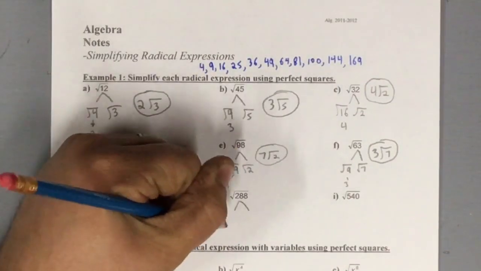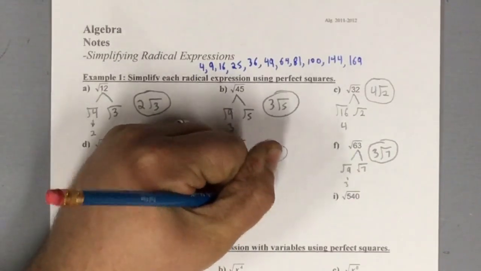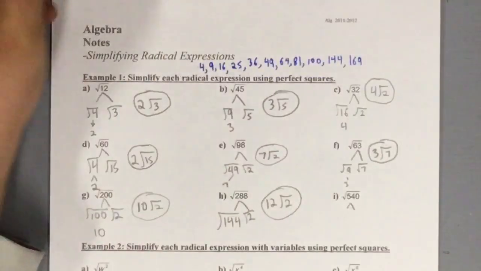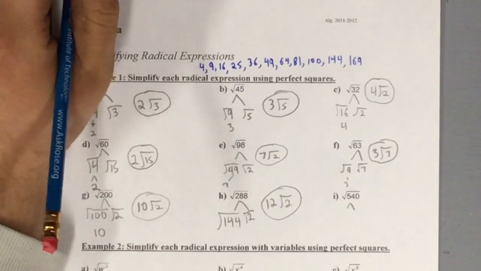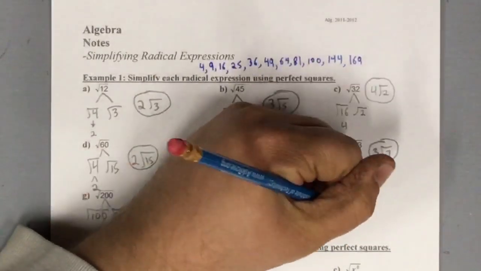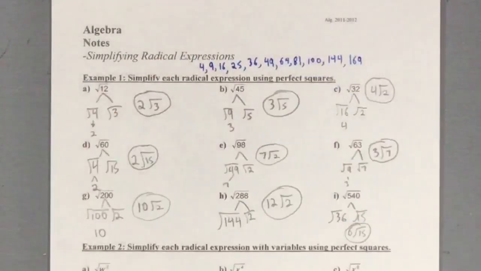Next one, again, I'm going to do this just kind of quickly to save some time. We're going to spend at least 2 days on simplifying these, so if I'm going a little fast and you're confused, that's okay. We're going to spend more time on it. It's going to be 36 and 15, so that's going to be 6 radical 15.